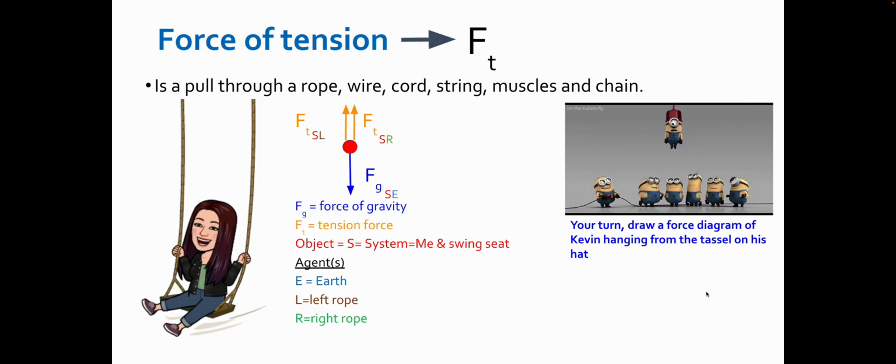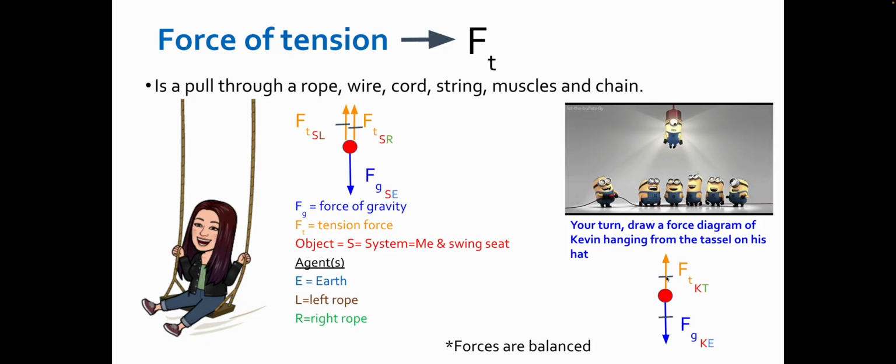All right, welcome back. How'd you do? Did you get force of gravity on Kevin by the earth and force of tension on Kevin by the tassel? The tassel's pulling him up. All right. One more piece of information here. The forces are balanced here because there's an upward force here and a downward force here. So this means that the magnitude of this force is equal to the magnitude of this force. So the forces are balanced.